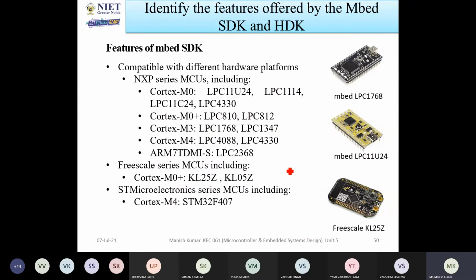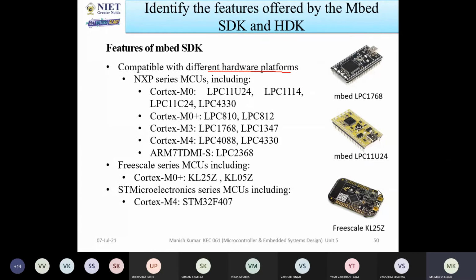Now when we are talking about the features of Embed SDK, it is compatible with different hardware platforms. Suppose we have one hardware, we can write the program for that. If a new one comes, then also you can write the program. It means that from one software we can write programs for many hardware. That is very efficient, and that's why it is compatible with different hardware platforms.